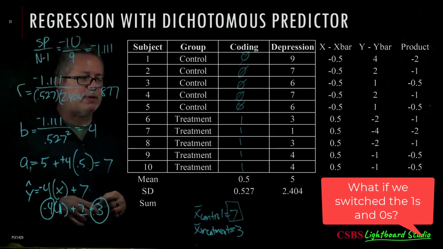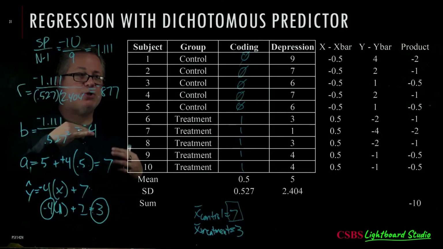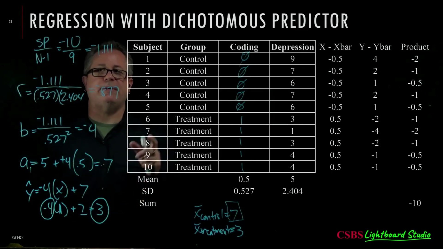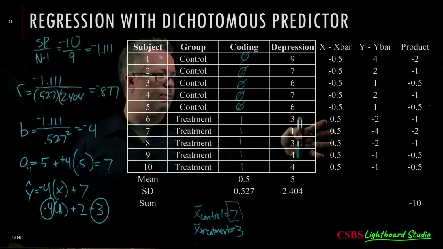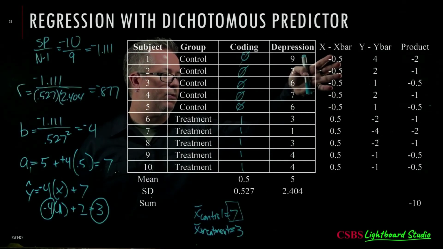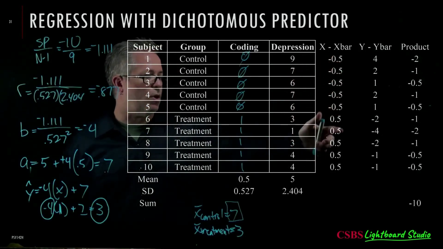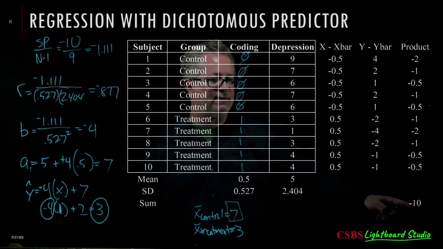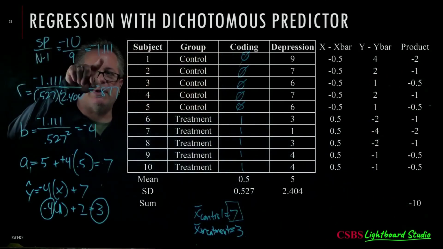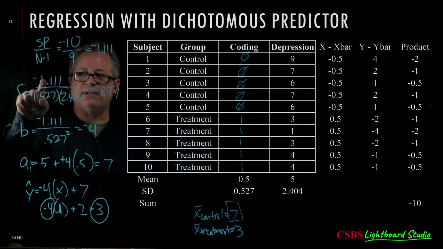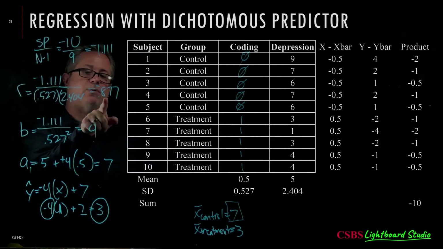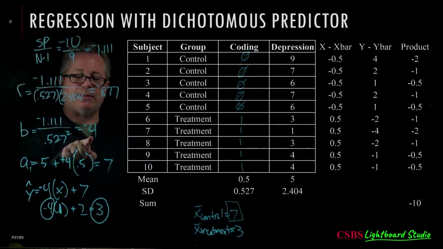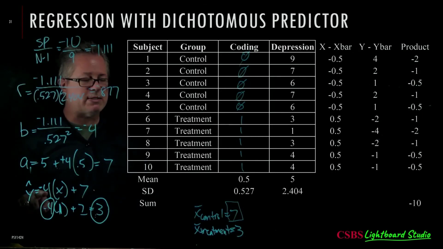So what would you expect to happen if you did that? That's actually what I started to do by accident. Because if I did that, then the 0.5s and negative 0.5s would switch. So all of these negatives now would become positive. You with me? Which means I now have a positive 10. This becomes positive 10. That becomes positive 1.111. This is positive, so that becomes a positive correlation. Positive, so I now have a positive slope. The slope remains the same.